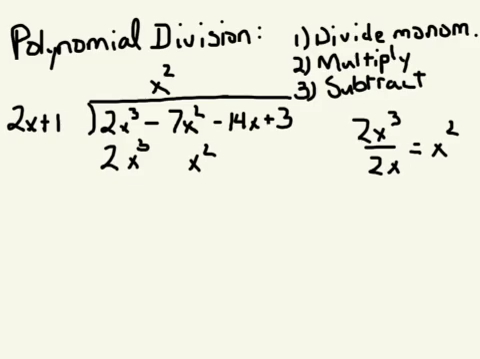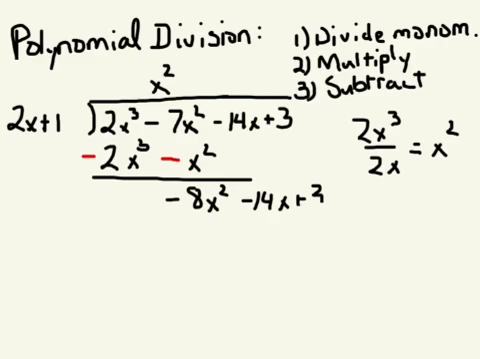And you'll notice I didn't put any signs down. Now the reason for that is the third step is to subtract. And so I want to actually subtract, so I'm going to change the signs. And then I'll add. And so what I'm left with is the 2x cubed and the minus 2x cubed cancel. I now have minus 8x squared minus 14x plus 3.